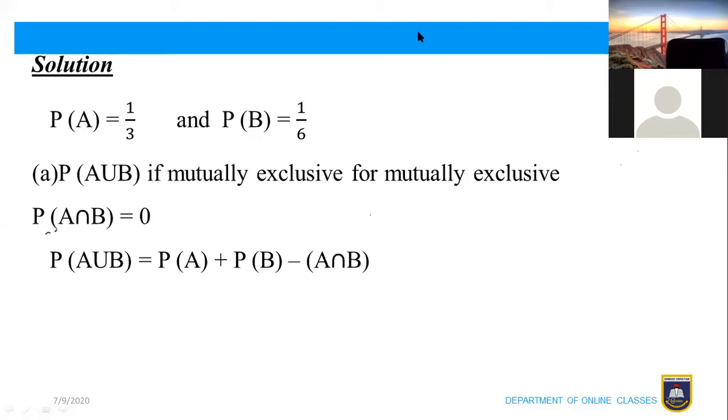And we know that if two events are mutually exclusive, it means that probability of A intersection B will be equal to 0. That is what we have here, meaning they have nothing in common. So your addition law becomes probability of A plus probability of B. And that will be equal to 1/3 plus 1/6 minus the 0, and your answer will be 1/2. So those who had the answer 1/2, you are right. This is the solution to the first part.